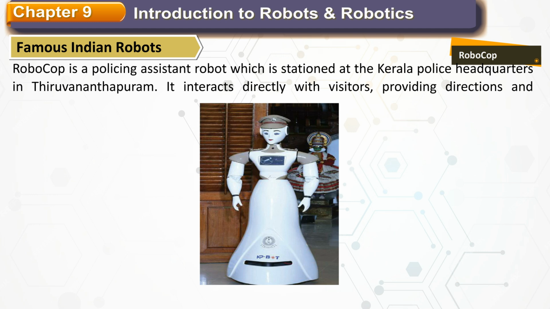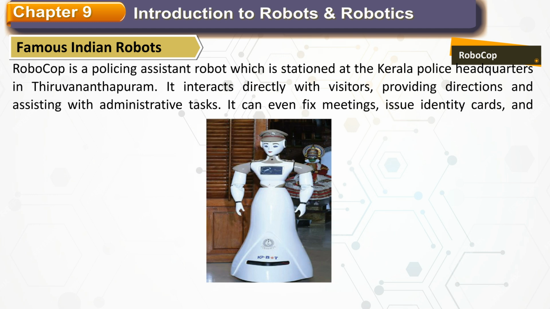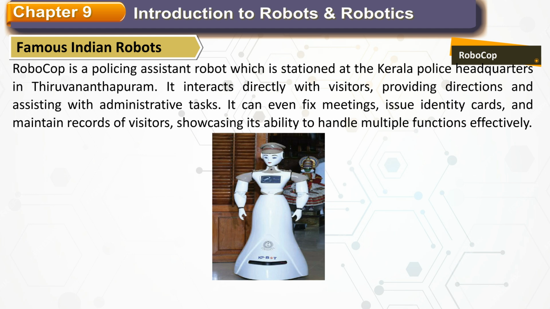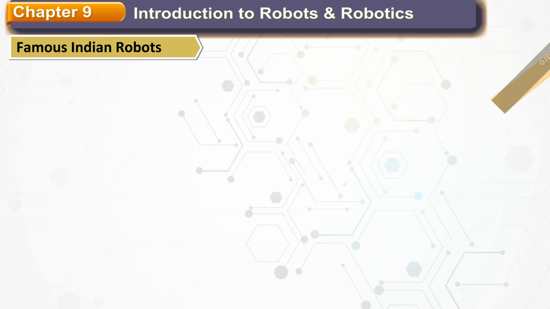Robocop. Robocop is a policing assistant robot which is stationed at the Kerala Police Headquarters in Thiruvananthapuram. It interacts directly with visitors, providing directions and assisting with administrative tasks. It can even fix meetings, issue identity cards, and maintain records of visitors, showcasing its ability to handle multiple functions effectively.